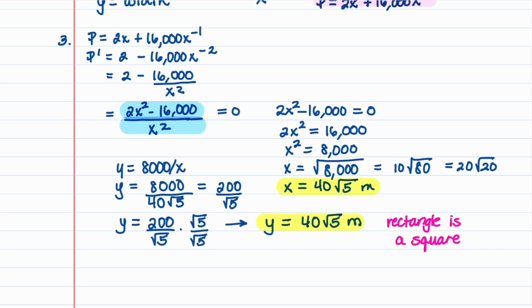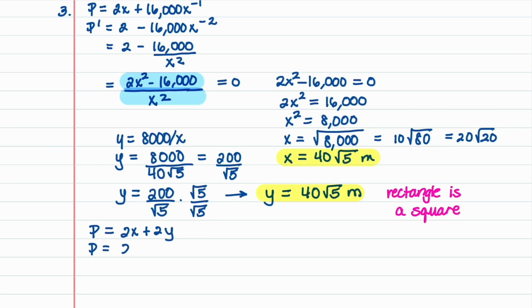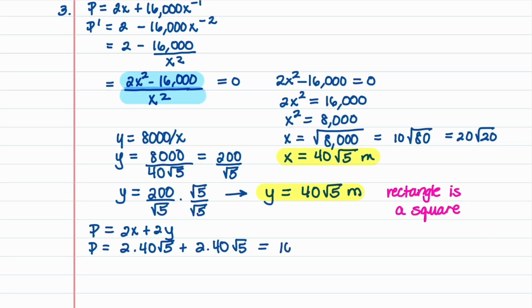So let's solve for p. Our p is given up above as 2x plus 16,000 x to the minus 1, but it's also written up above as 2x plus 2y. So I'm going to use that form because it's easier. Our perimeter then is 2 times x, which is 40 root 5, plus 2 times y, which is also 40 root 5. So we end up with 80 plus 80 gives us 160 root 5, and then we put in a unit of meters. And let's highlight that.